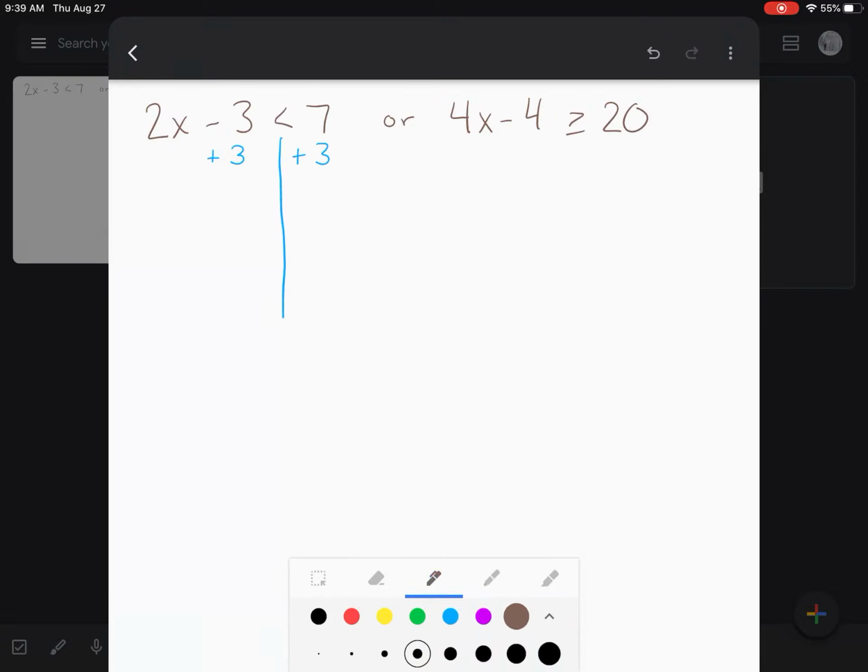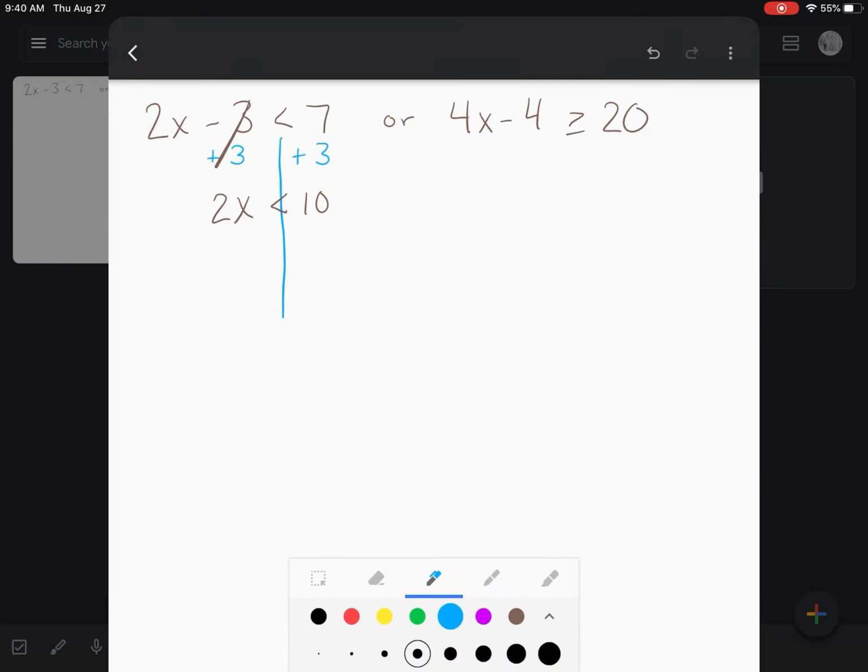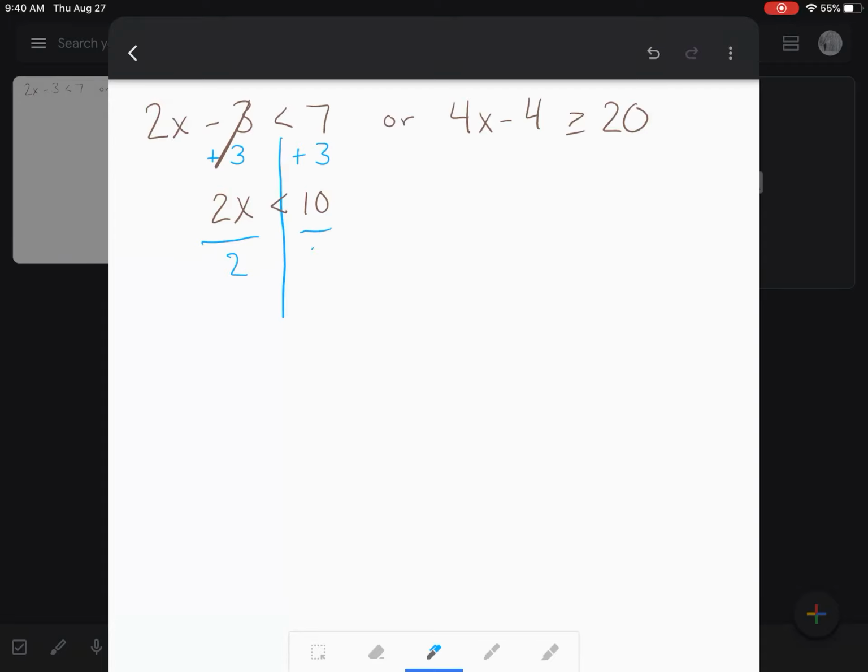So that gives me 2x, see, those cancel out like I wanted, is less than 10. All right, step 2 here. Divide by 2, and you get x is less than 5. Now, if that didn't exactly make sense to you, what we did to solve that, I suggest going back to the solving inequalities videos and practice. That will help review you there.